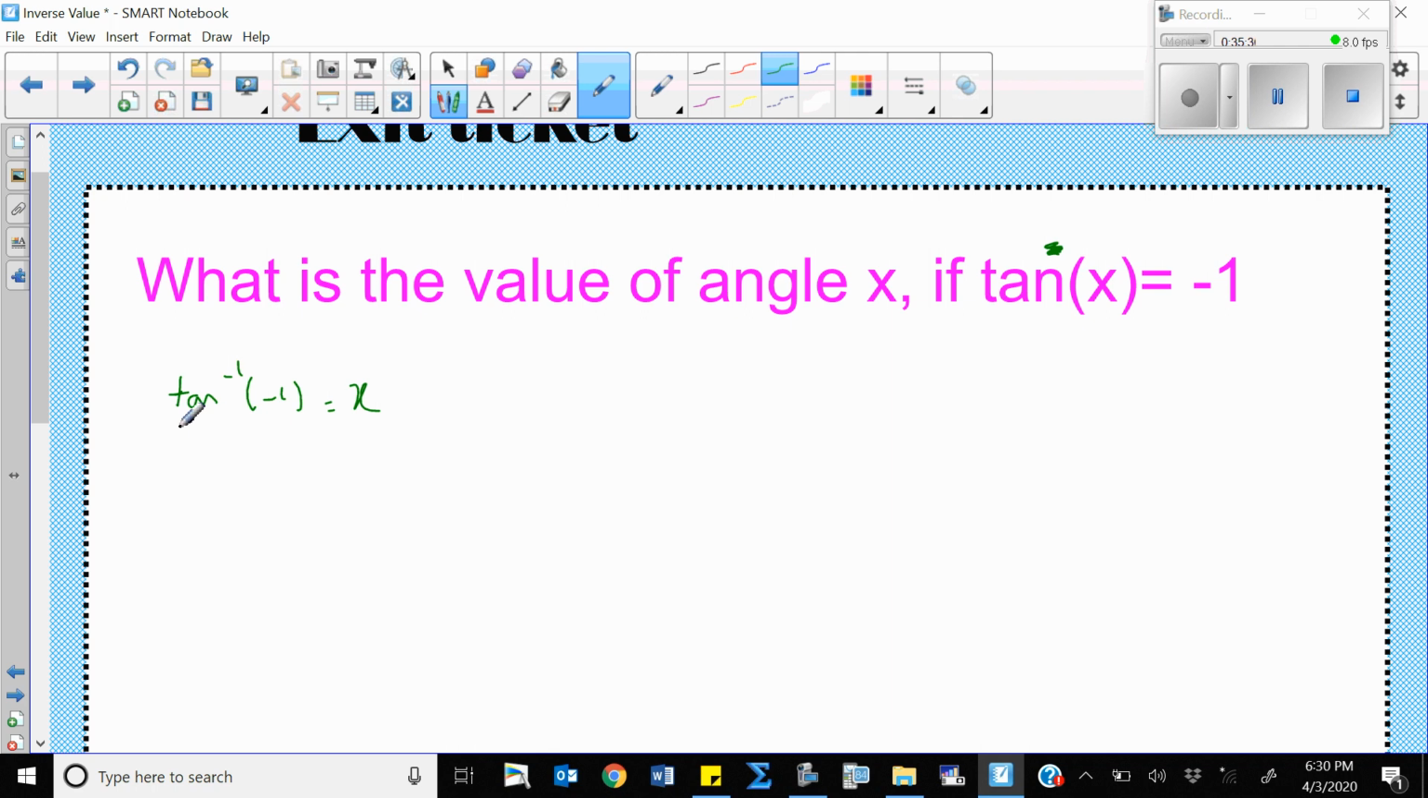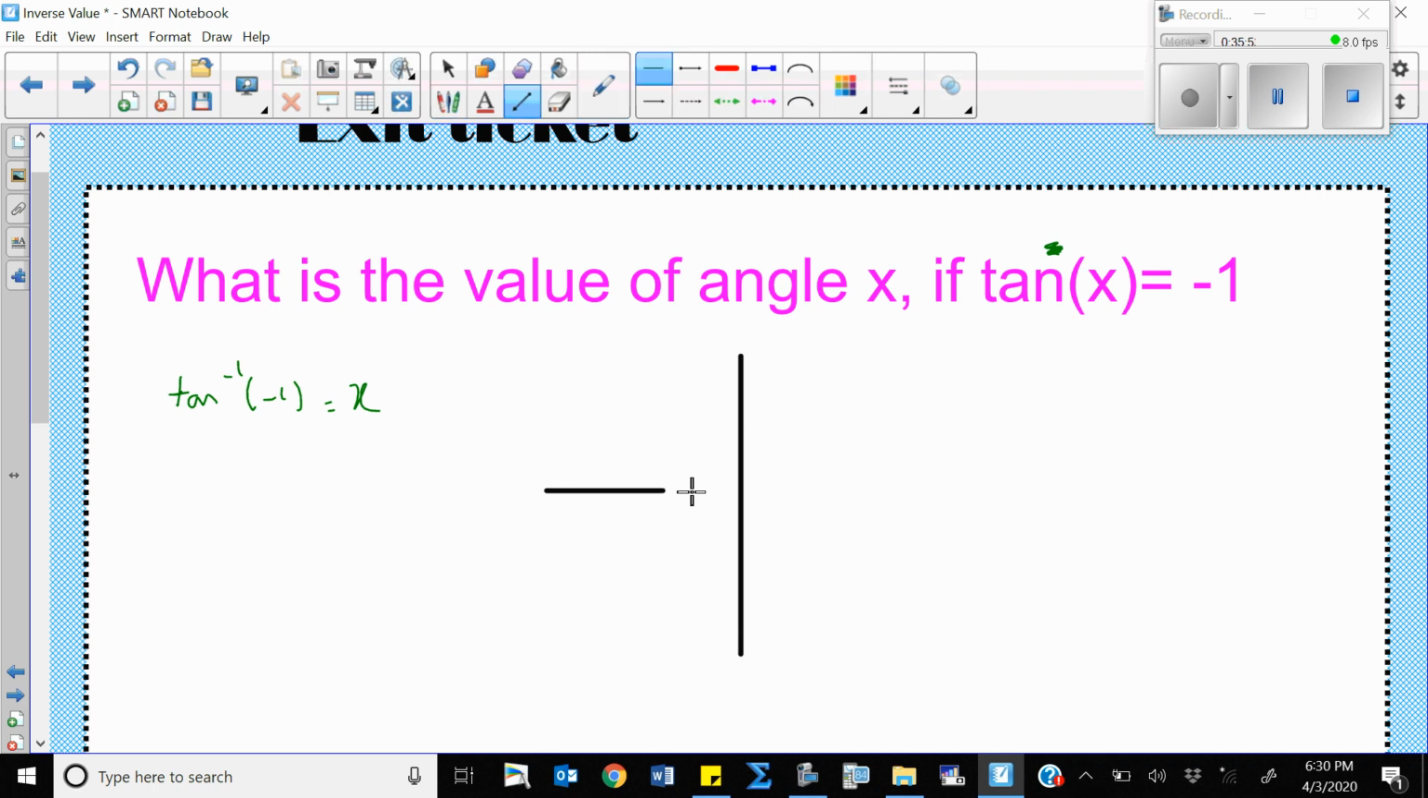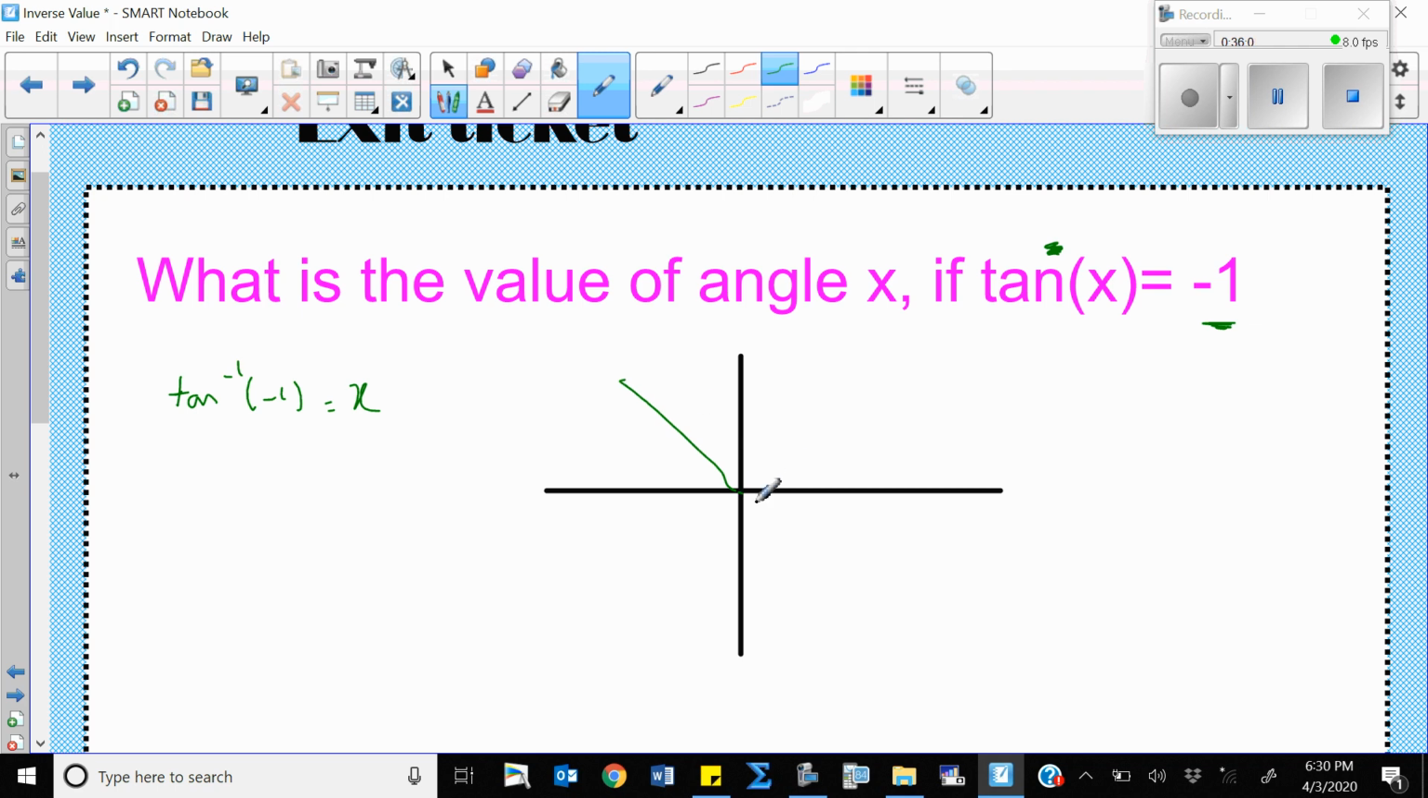This is a case that although the value that I have here in parentheses is negative 1, it's not a special case. That means I don't need to look for the coordinates. I can make a special right triangle here. So I'm going to start with the coordinate plane. Tangent is a negative value. That means the angle is going to be on the second quadrant or the fourth quadrant. So it's going to be something like this. These are my right triangles.